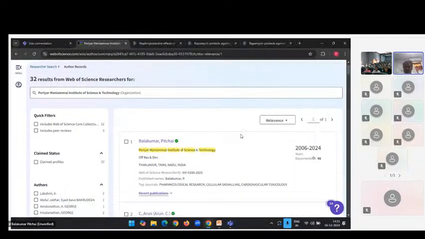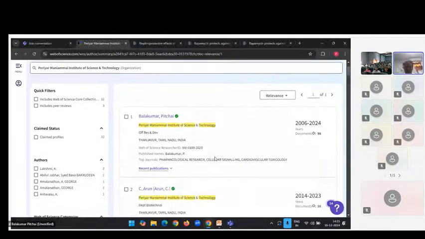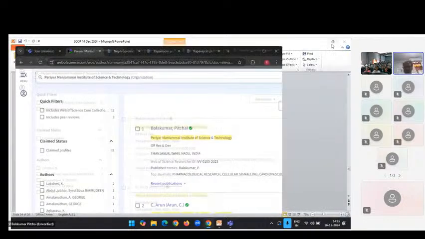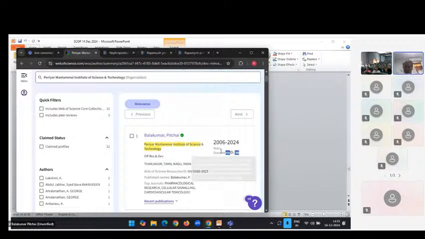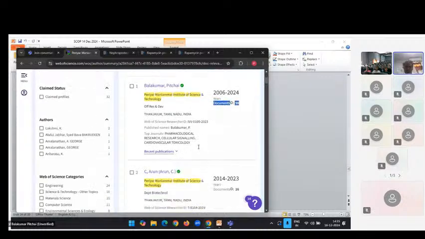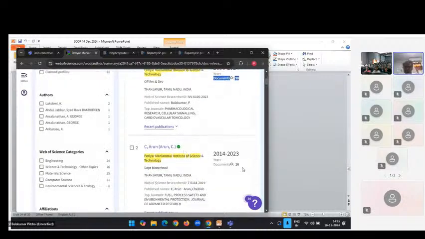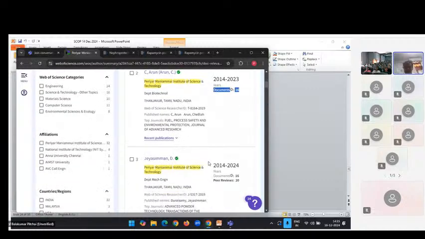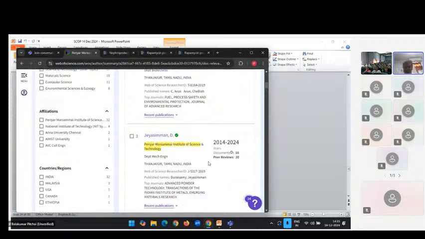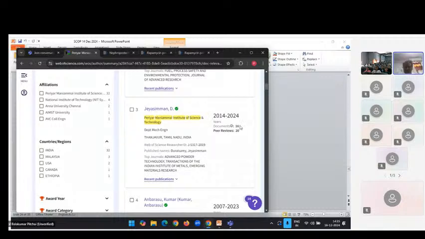Here you can see 98 documents. Then C Arun, 16 documents. Because to have 98 documents in Web of Science, you need to do a lot of homework. Still I'm working 16 hours per day. That is the result of such things. Otherwise, it won't be possible. Then D Jayasimman, 16 documents.